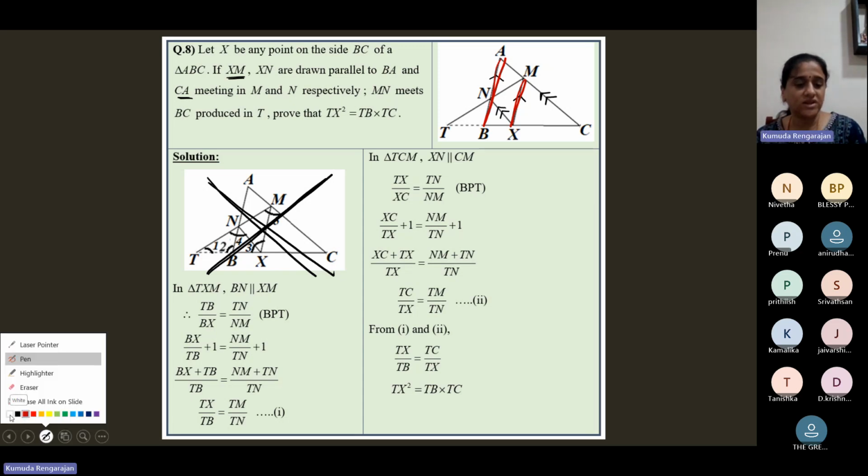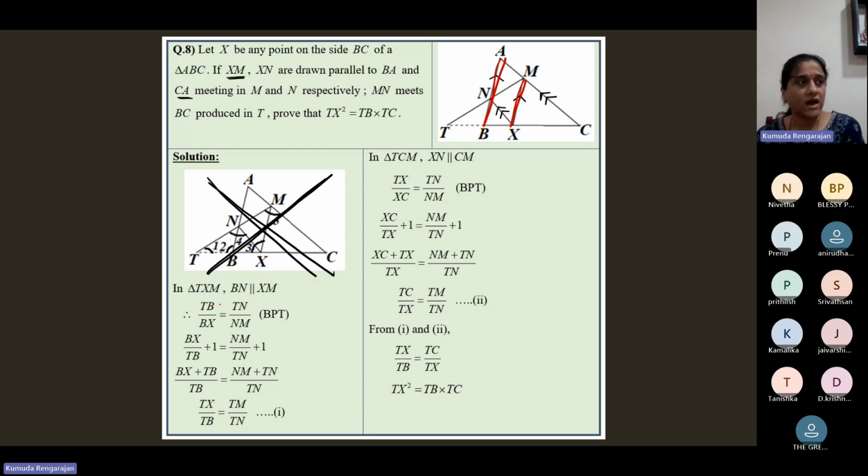I've told you the idea: you cannot take any two triangles. The two triangles which you take must have a common side. That's the rule. Now see, I have taken the triangles TXM and TCM, where TM is the common side. So the ratio which you get on that side will be the common ratio, TN by NM.